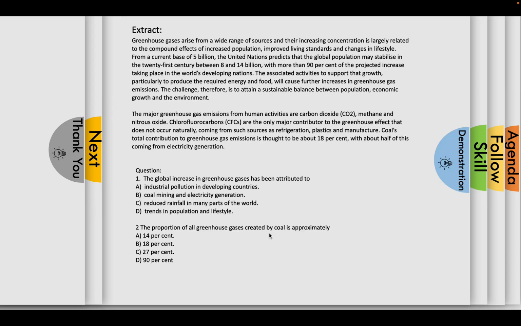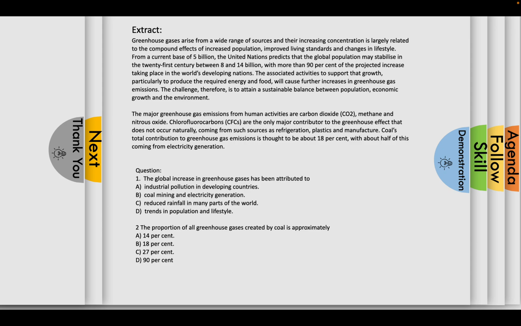Let's apply our learning in this passage. So step 1, read the question stem. Here my first question is, the global increase in greenhouse gases has been attributed to. In this IELTS reading question, they are asking about the reasons behind the rise in greenhouse gases.